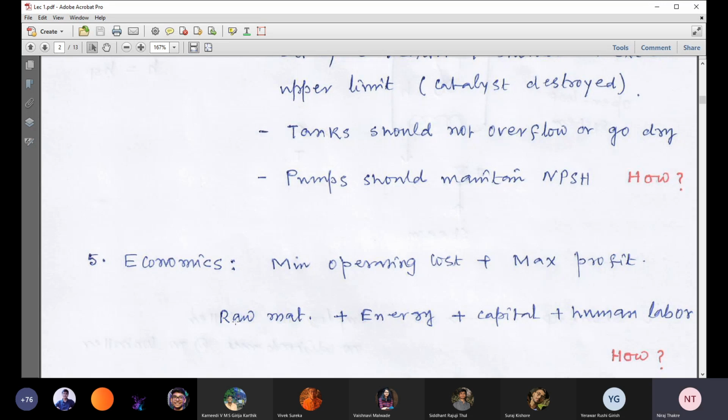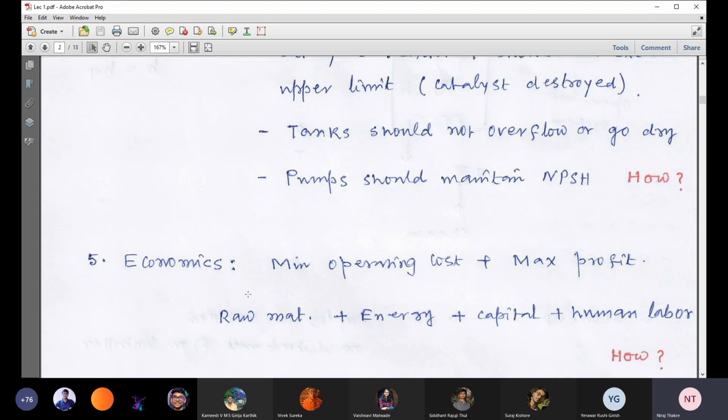So in the second line, you'll see this capital means capital investment. When you are going to invest money for one industrial unit, at first we need to invest money for the equipment. Say, we are not discussing land and other issues. We are completely concentrating on the chemical plant. So that is capital investment.